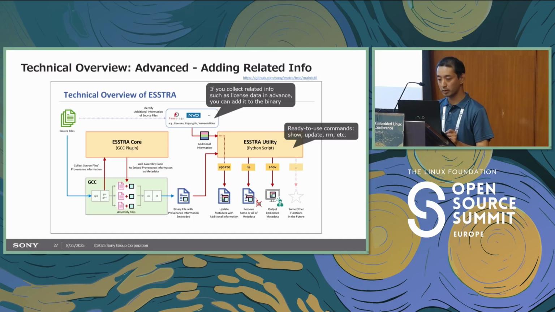In addition to collecting source file information, ESSTRA can also embed related metadata, such as license data. For this, we use ESSTRA UTT, which is provided as a Python script. If you already have license information for each source file, you can use the update command to add that data to the binary. This process happens after the build, so you don't need to recompile the software. ESSTRA UTT also provides other commands like the show command to inspect the metadata and the rm command to remove it if needed.